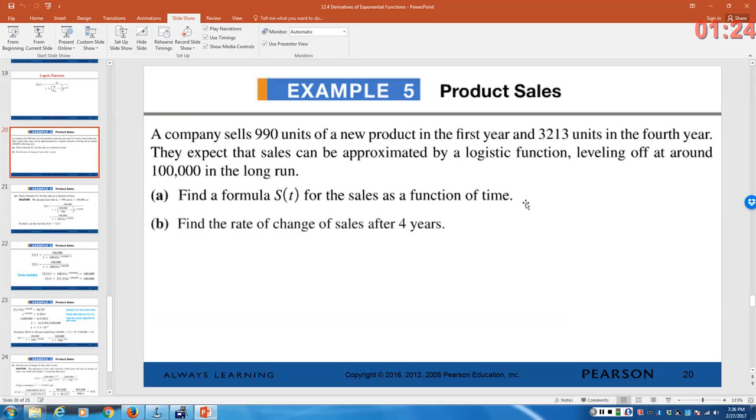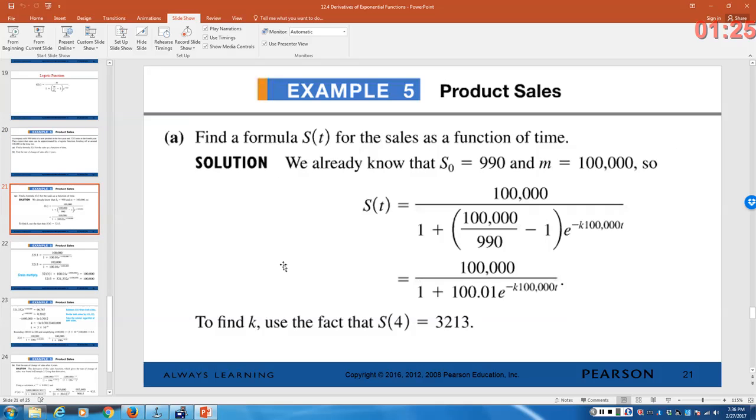So in this sales production problem, a company sells 990 units of a new product in the first year, and they sell 3,213 units in the fourth year, and they expect sales can be approximated by a logistic function that levels off at about 100,000 in the long run. They would like for us to find a formula for the sales of their product as a function of time. So we're going to do that first.